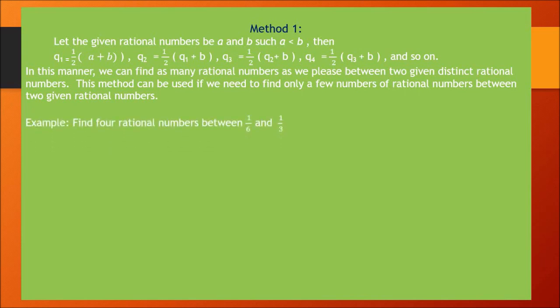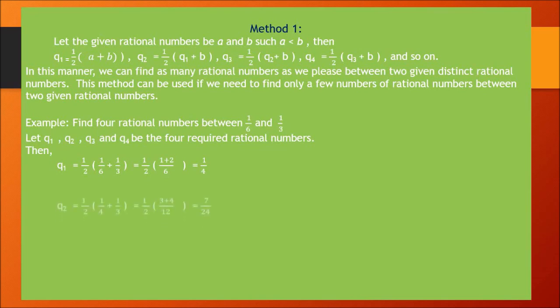Now we can have an example. Find four rational numbers between 1/6 and 1/3. We assume the four required rational numbers to be q1, q2, q3 and q4. By applying the formula, the first required rational number q1 is equal to half of (1/6 + 1/3). Then the answer will be equal to 1/4.